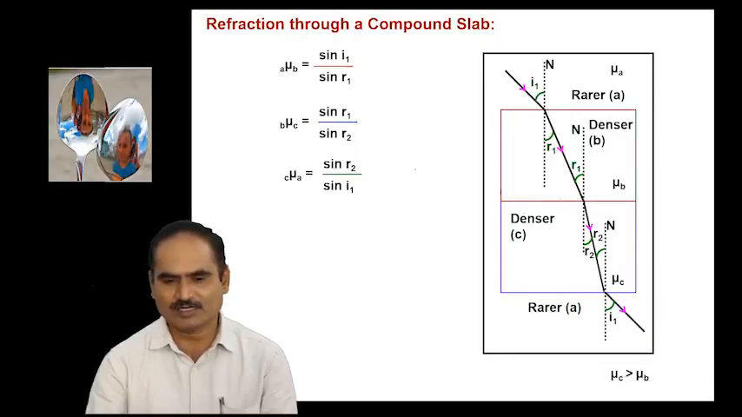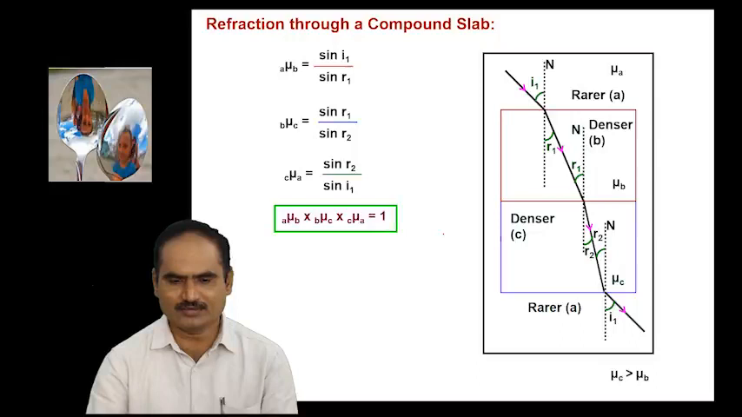Mu C with respect to B, we write it as sin R1 by sin R2. Then in this interface, mu A with respect to C is equal to sin R2 by sin I1. So if you multiply all these together, then what will happen? This R1 and this R1 get cancelled, and this R2 gets cancelled. Then sin I1 and sin I1 also get cancelled. Ultimately it is equal to 1, you will get it.